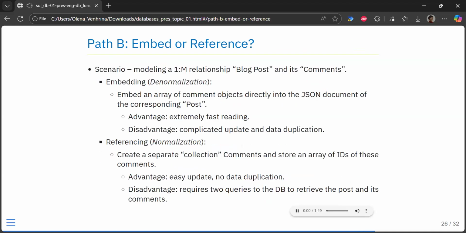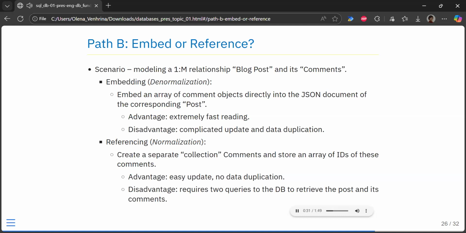So, the key philosophy of NoSQL is flexibility. And this flexibility immediately presents us with a main architectural choice that strict SQL does not give us. This is the choice: embed or reference. Let's take a classic example. We have a blog post and comments to it. This is a pure one-to-many relationship. In SQL, we have no choice. There will be two tables, posts and comments, with a foreign key. But in document NoSQL like MongoDB, we have two paths.